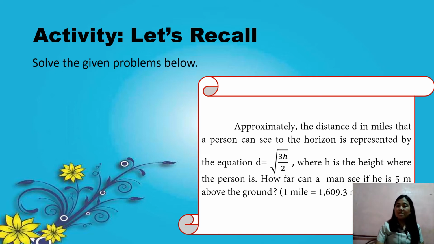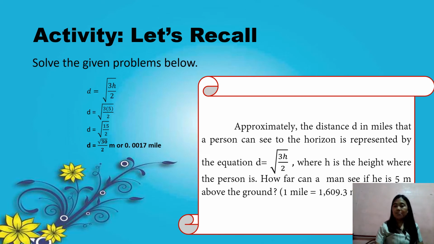What you did is just substitute h, since it is the height where the person is and we were given 5 meters in the problem. So just substitute it for the h in the given formula. Here is the substitution part. From here h becomes 5. Substituting h with 5, we have 3 times 5, it's 15.